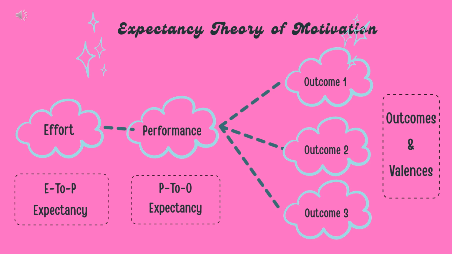P2O expectancy is the perceived probability that a specific behavior or performance level will lead to a particular outcome. They may believe that successful performance will have no effect on this outcome. Lastly is outcome valence. Valence is the anticipated satisfaction or dissatisfaction that an individual feels toward an outcome. It ranges from negative to positive.